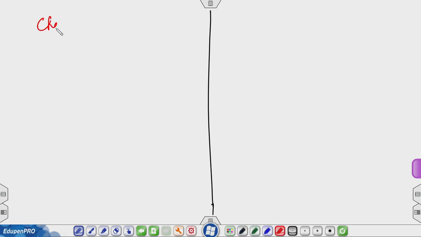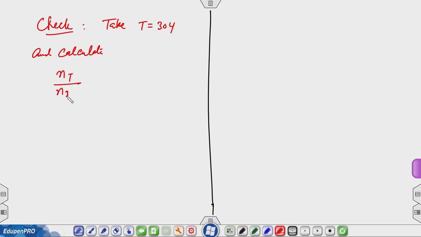Check. Take T equals 304 and calculate n(T) over n(300), which is equal to T raised to 3/2 divided by 300 raised to 3/2, times e raised to minus Eg by 2kB times (1/T minus 1/300).